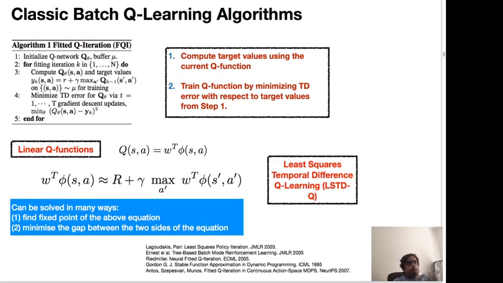One of the most popular, or notable, algorithms in this setting is the least squares temporal difference Q-learning algorithm, which essentially tries to find a fixed point of this equation by using least squares solutions. With a linear function, you can apply the least squares solution because essentially you are doing linear regression, and this method does it that way. There's also a lot of literature, some references are provided on the slide, and you should check it out to learn more about batch Q-learning algorithms.